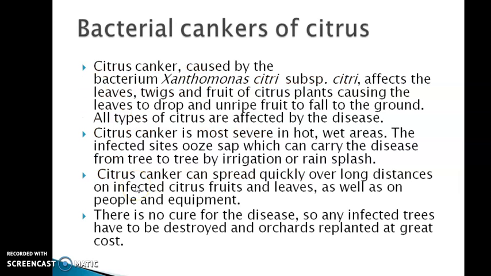Citrus canker is more severe in hot, wet areas. The infected sites ooze sap, which can carry the disease from tree to tree by irrigation or when rain splashes. Citrus canker can spread quickly over long distances on infected citrus roots and leaves, as well as on people and equipment. There is no cure for the disease, so any infected trees have to be destroyed and replanted at great cost.